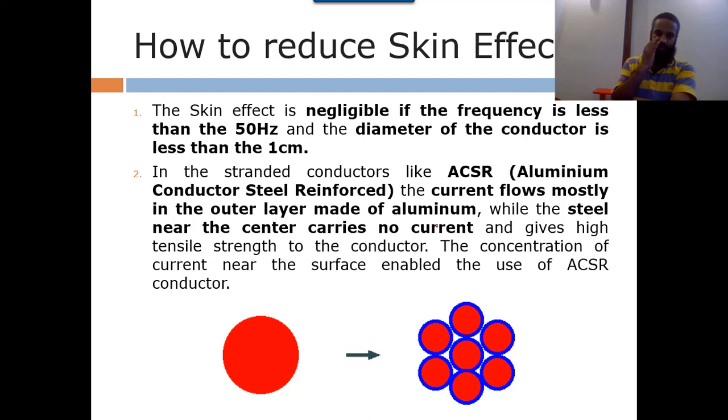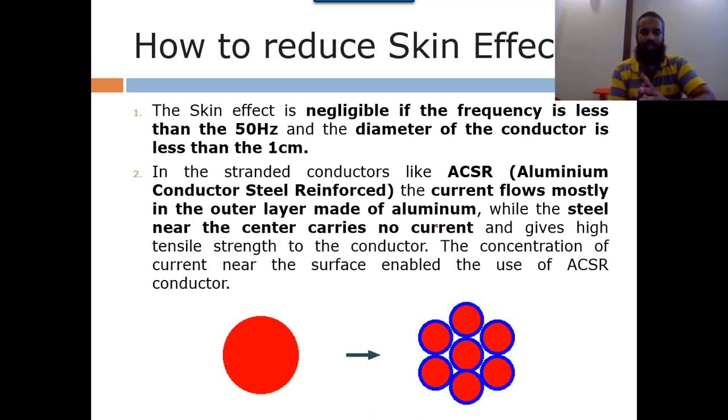So how to reduce skin effect? By some mathematical calculation, it is concluded that if the frequency of the system is 50 hertz or less, then the skin effect in the conductor is almost negligible. And secondly, if the diameter of the conductor is less than 1 centimeter, then the skin effect is almost negligible.